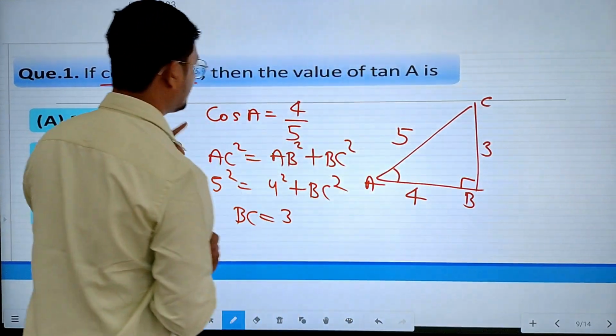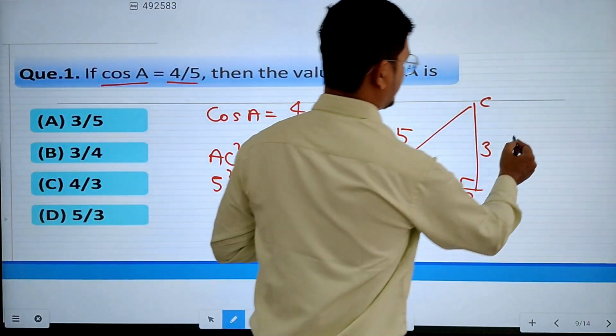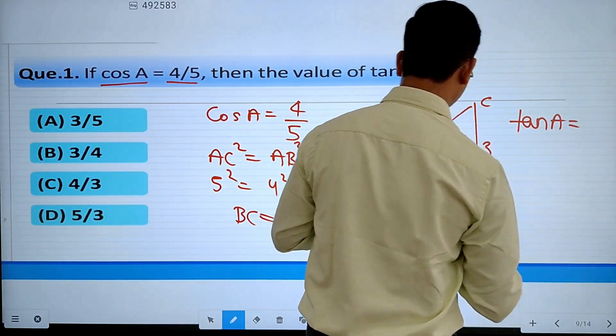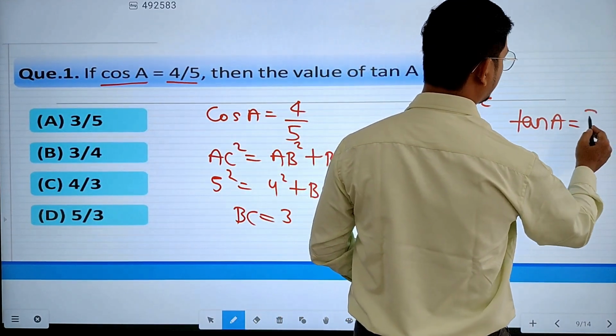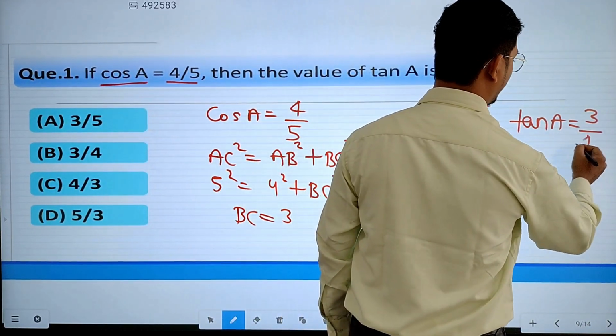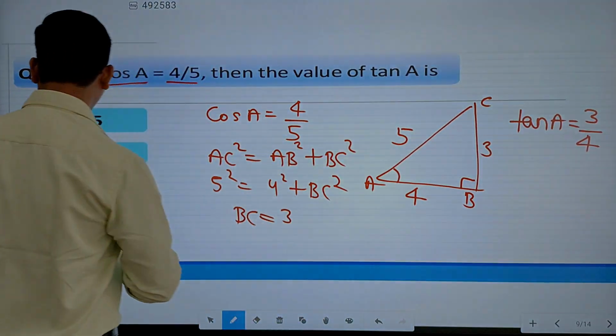Now what we have to find? We have to find the value of tan A. Tan is a ratio of perpendicular and base. Perpendicular is the side opposite to theta, that means 3, and base is the side adjacent to angle A, that means 4. The value of tan A is 3 by 4, that means option B is correct.